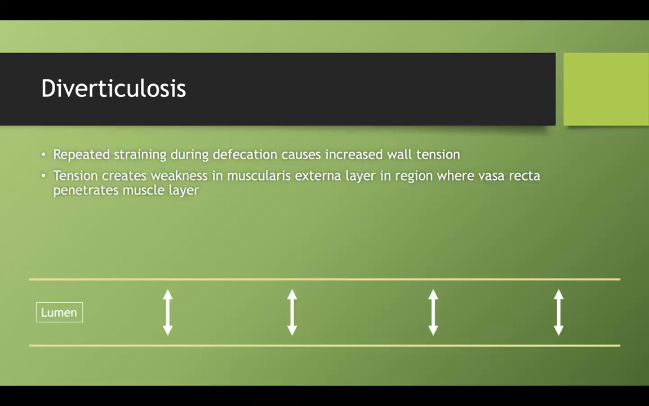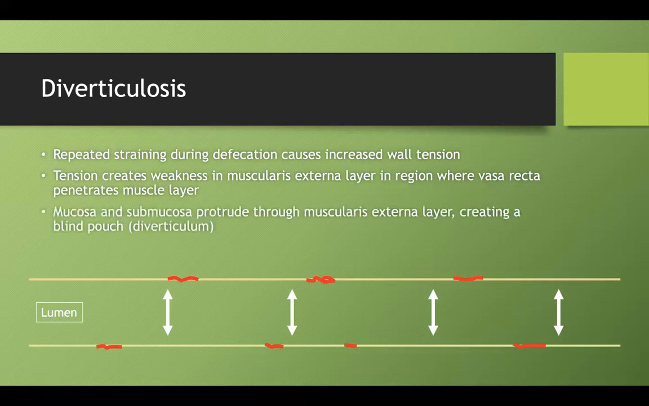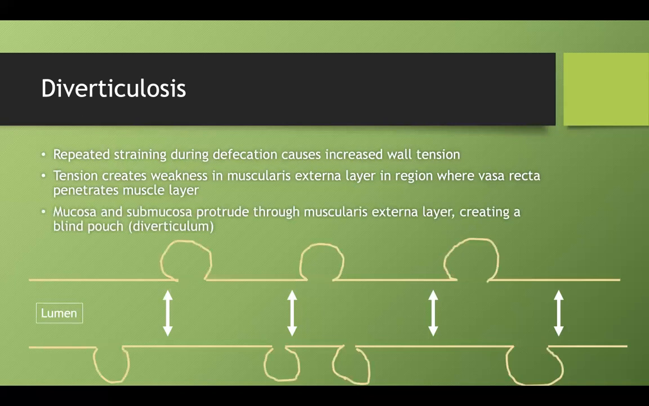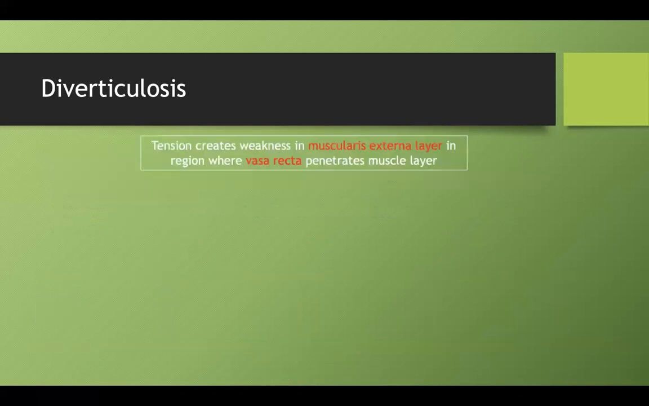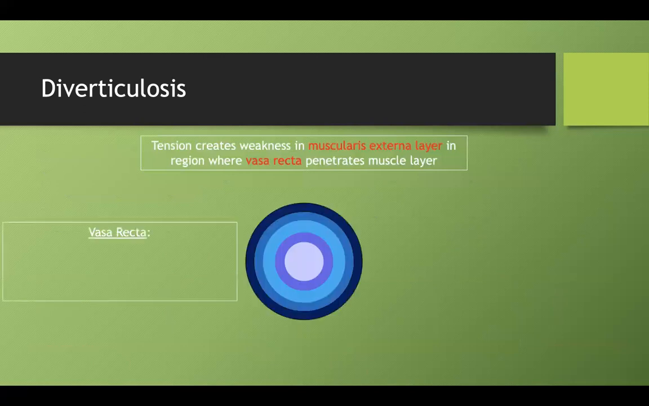This tension can create a weakness where the vasa recta penetrates the muscle layer. So here's some weaknesses here where the vasa recta penetrate. And what can happen is that the mucosa and submucosa can push through those layers, and now you have diverticulosis. I want to show you specifically where that muscular layer is getting penetrated so you have an idea.